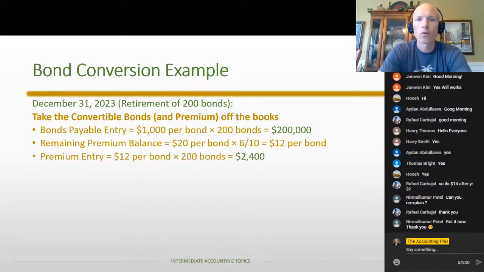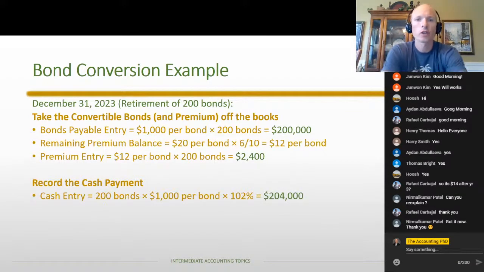So for the entry, of course, we apply that $12 per bond balance to the 200 bonds that are being retired. We have to record the cash payment. And of course, for the cash entry, they are paying 102%. So again, the 200 bonds times the par value times the 102%, which is the cash payment that they made. That's the price that they paid. So they're going to pay $204,000.